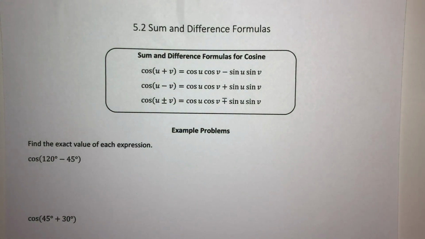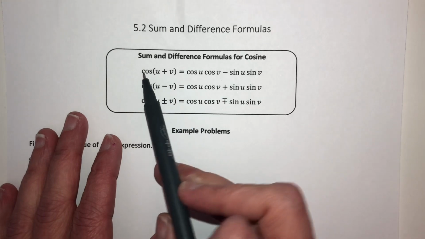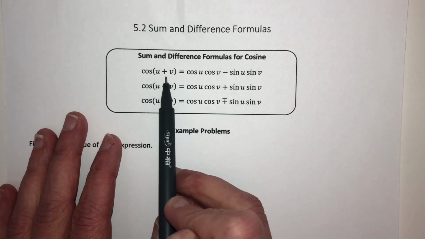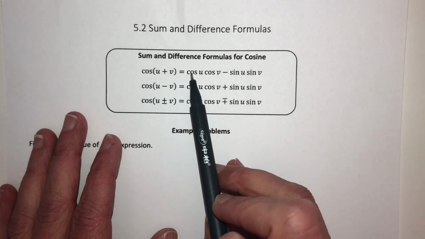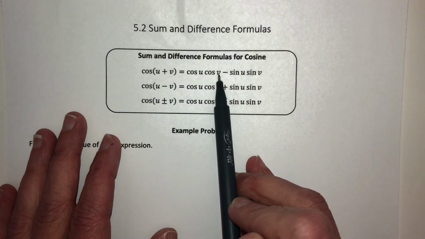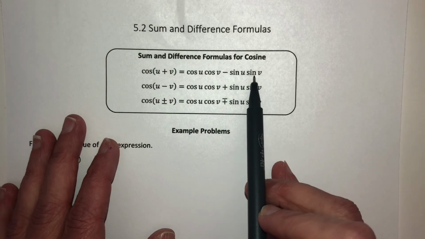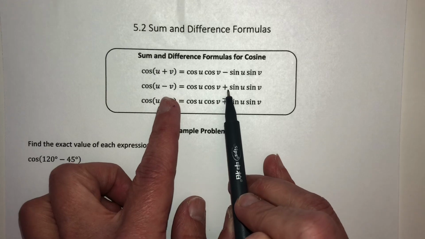This is section 5.2, the sum and difference formulas. We're going to start off with the sum and difference formula for cosine. Here we have cosine of u plus v, so we're adding two angle measurements together. If we have this, then we can rewrite it as cosine of u times cosine of v minus sine of u times sine of v. And if it's a minus sign here, this becomes a plus sign.